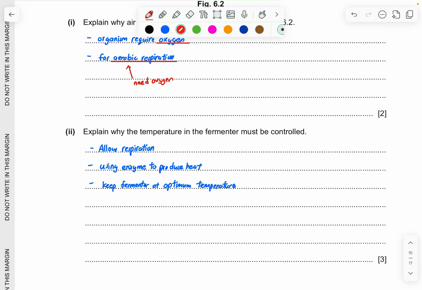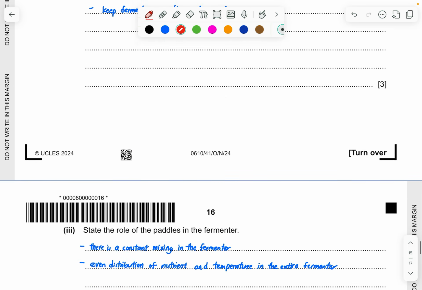And explain why the temperature in the fermenter must be controlled. Because first, you have to undergo respiration, and remember that respiration is also an enzyme-controlled process. So there are a lot of enzymes here, and respiration produces heat, and we must make sure that the fermenter is always at the optimum temperature for the Penicillium to grow. If it's not at optimum temperature, it won't grow well. Same as our body, if we are at 40 degrees, we will die because our enzymes cannot function properly. So that's the same concept that applies here again.